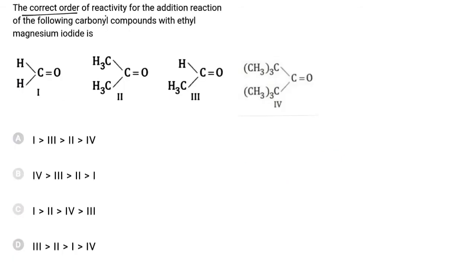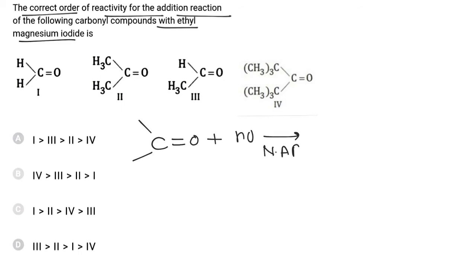The correct order of reactivity of the following carbonyl compounds in addition reaction with ethyl magnesium iodide. Now carbonyl compound reacts with nucleophile and gives nucleophilic addition reaction. Carbonyl compound will act as electrophile. Nucleophile donates a pair of electrons to carbon. Simultaneously carbon oxygen bond electrons are shifted towards oxygen, so it will be converted to O negative.